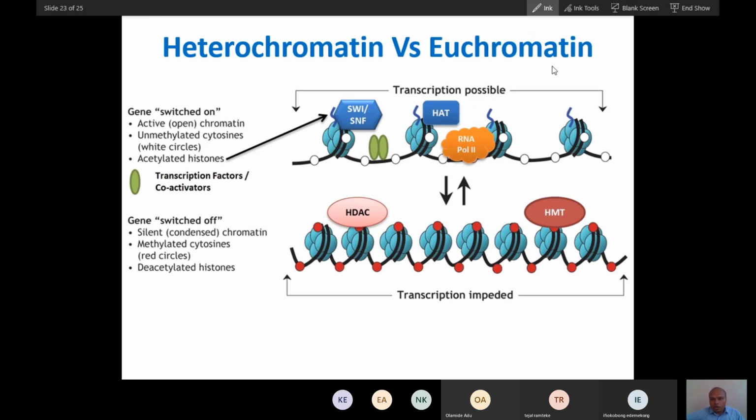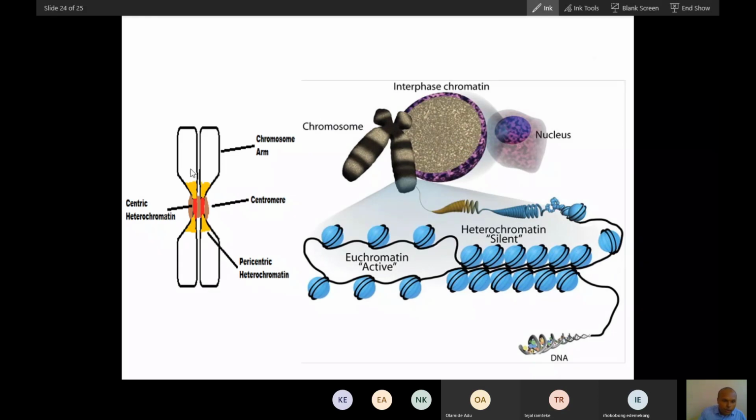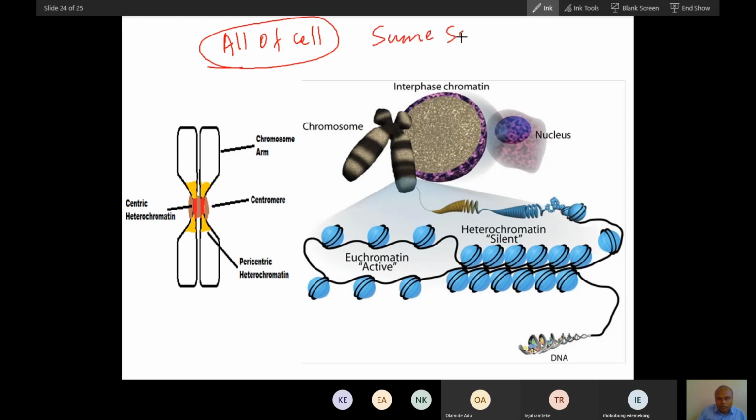Now you can see this. From this we will get the concept of heterochromatin and euchromatin. So there are two types of chromatin. You can see there are two types. Some regions, all our cells have the same set of genes.